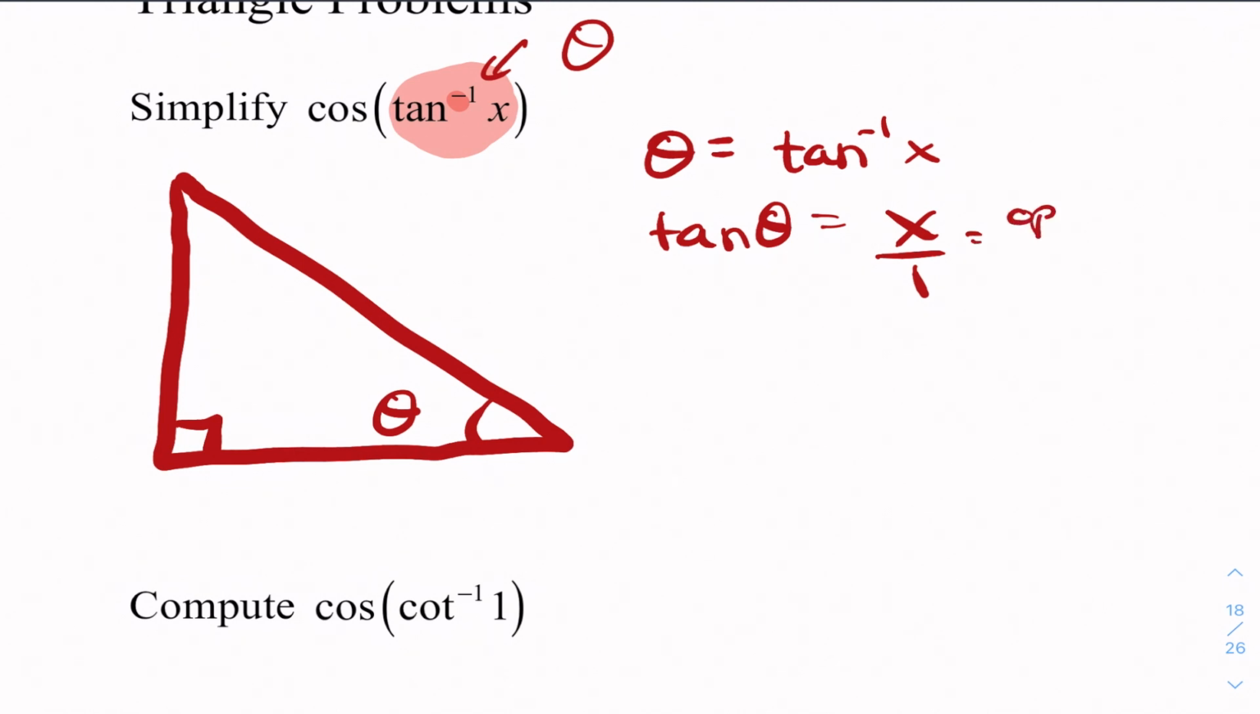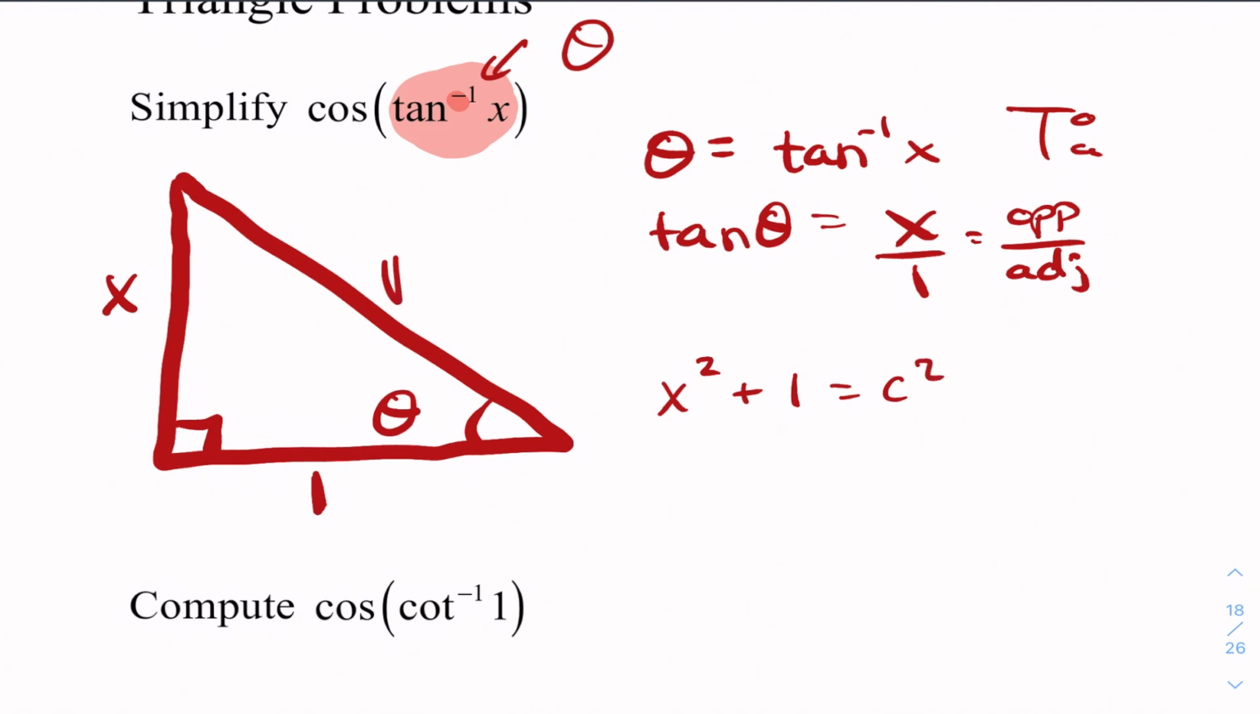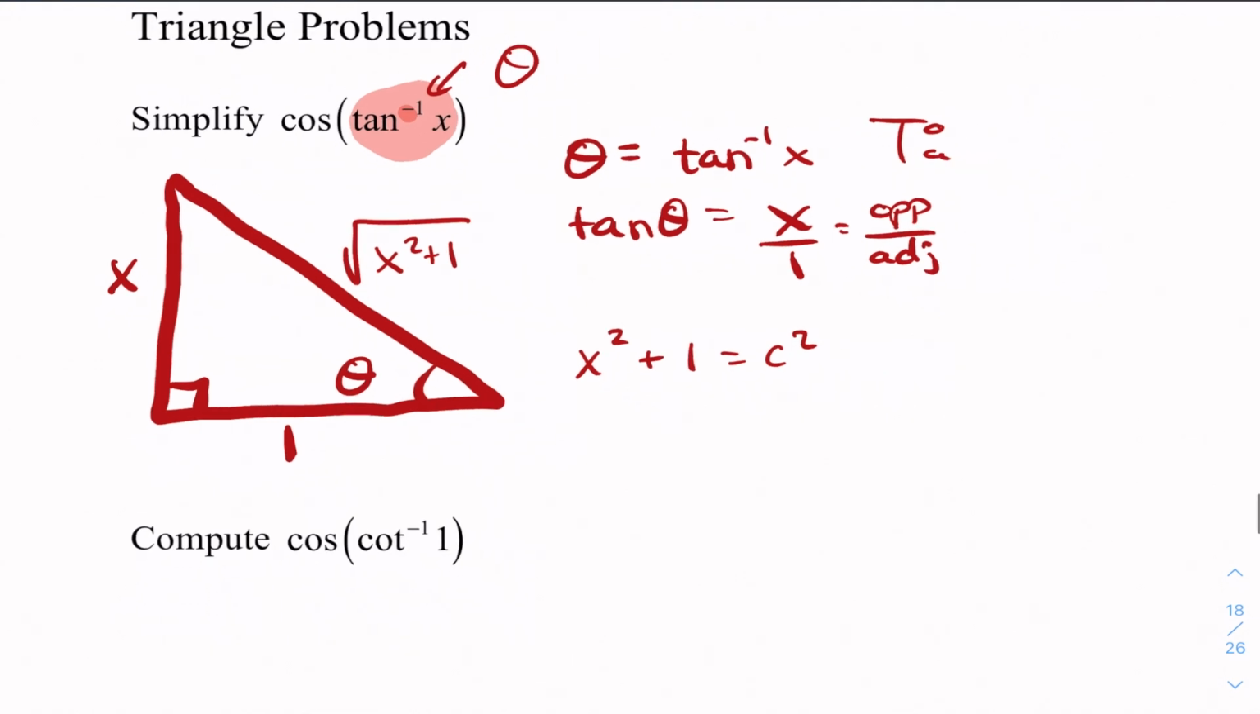Tangent is the opposite over the adjacent side if we're looking at TOA in SOHCAHTOA. So that would be x, and then the adjacent side would be 1. If we did the Pythagorean theorem, we would have x squared plus 1 squared is equal to c squared. So this c is equal to the square root of x squared plus 1. That's just doing some algebra to fill this out.